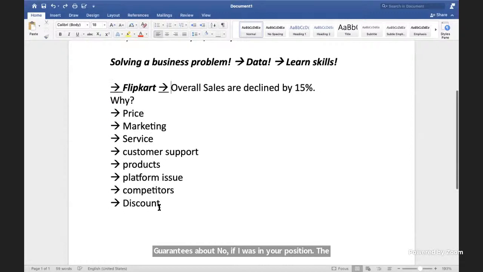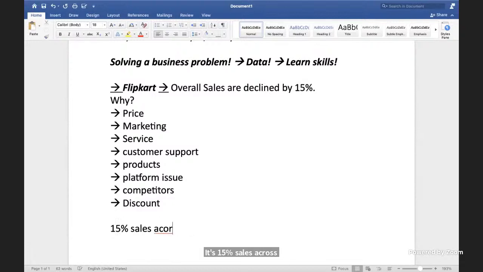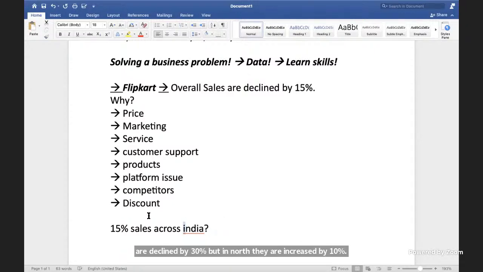Now, if I was in your position, the first question I would ask is, and think about it and tell me if this question is right or wrong: is the 15% decline in sales across India? Or in a particular region of India, sales have declined by 30%, but in the North they have increased by 10%? Yes or no? Is that a right question to ask or not? Let's say I want a region-wise breakup.